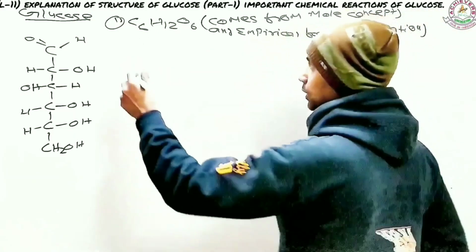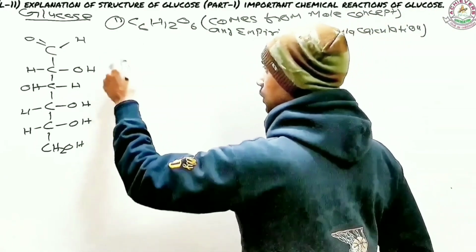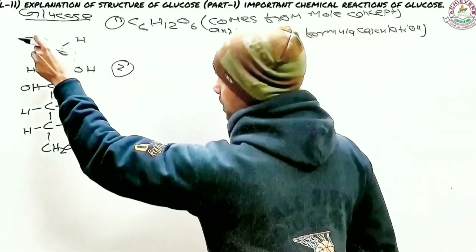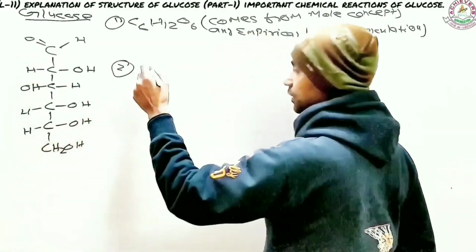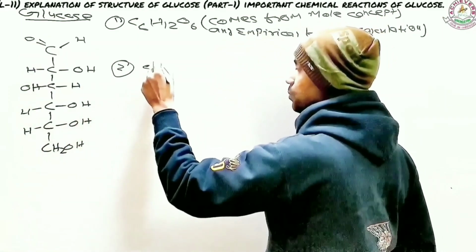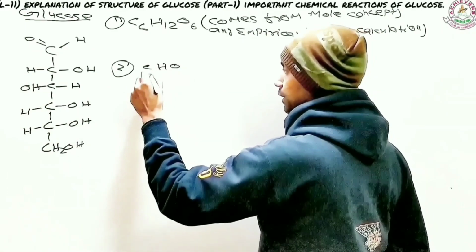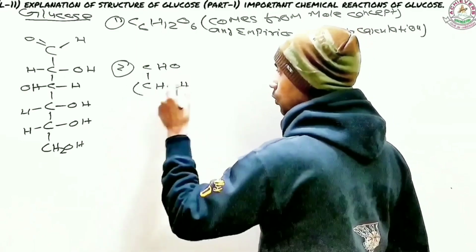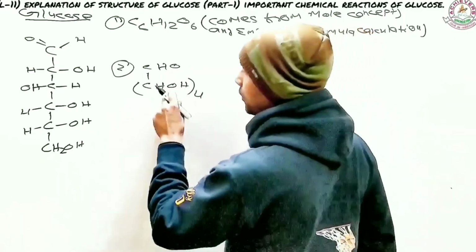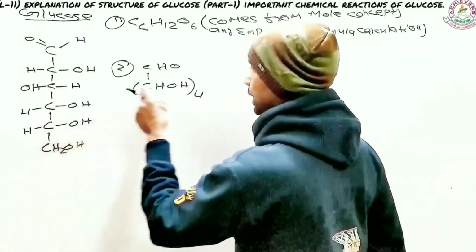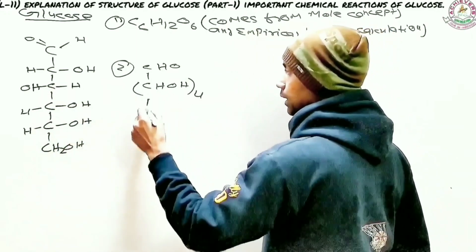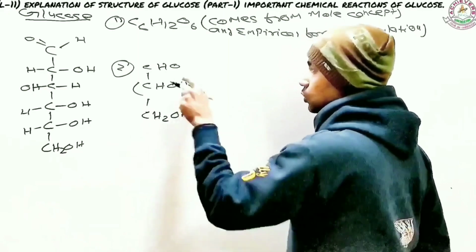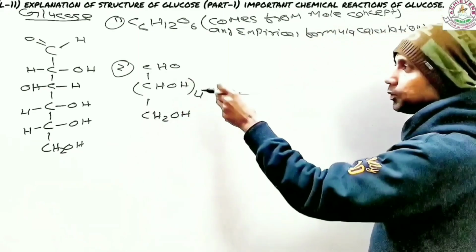Now let's talk about the second important thing about glucose. If you remember, we can write this formula in a very simple way, like CHO, then CHOH whole 4. What I'm doing here, 1, 2, 3, 4, they can be represented in short, and the last one is CH2OH. So this is the condensed formula of glucose.